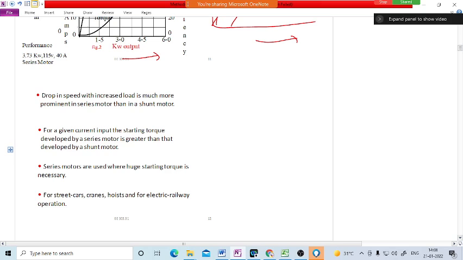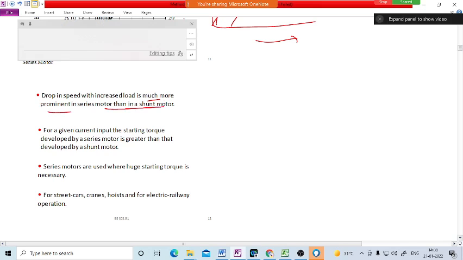So based on the DC series motor characteristics, the drop in speed with increasing load is much more prominent in the series motor than in a shunt motor. For a given current input, the starting torque developed in a series motor is greater than that developed in the shunt motor. Okay, so series motor and shunt motor characteristics are different.